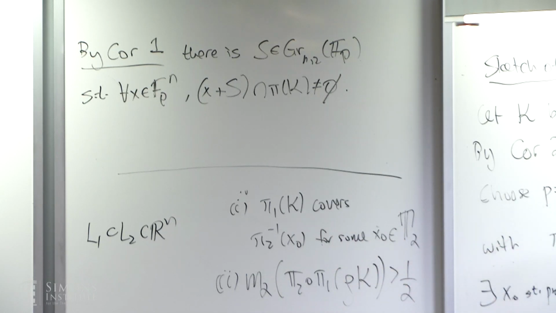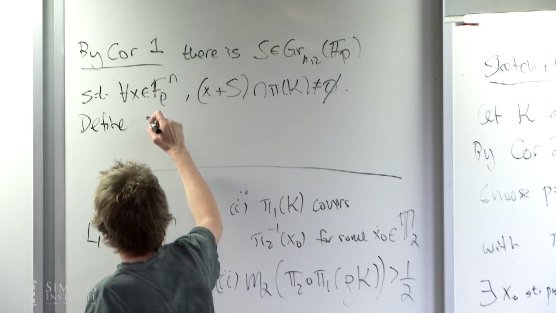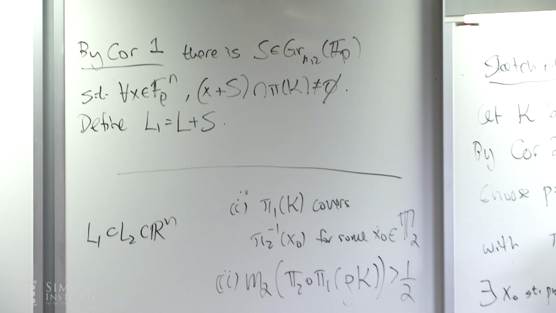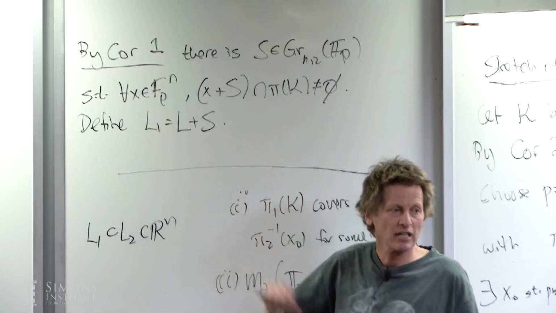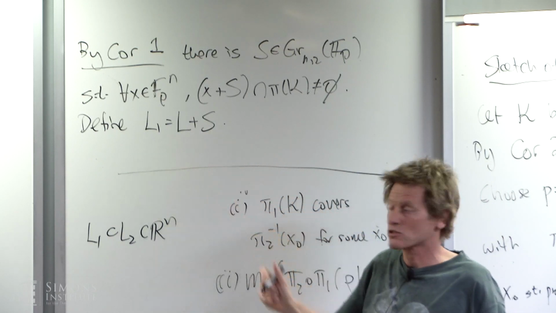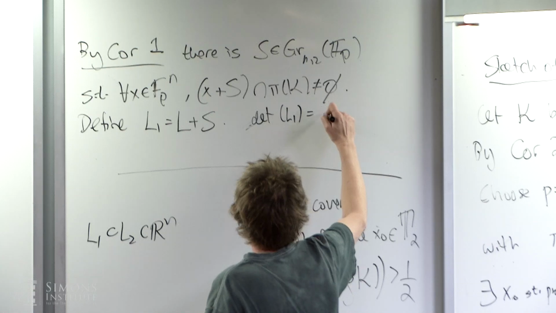So now what I'm going to do, I haven't defined L1 yet. The definition of L1 will be: I'll thicken L by adding S to it. Define L1 equals L plus S. S is some two-dimensional subspace of elements in this projection. It's a subgroup in this quotient group, so I can just add it to L and get a lattice. And the index of this lattice is exactly the size of S, which is p squared. So the covolume, the determinant of L1, is p squared.